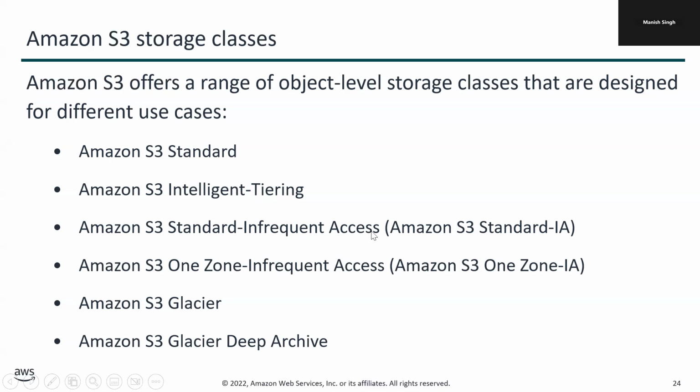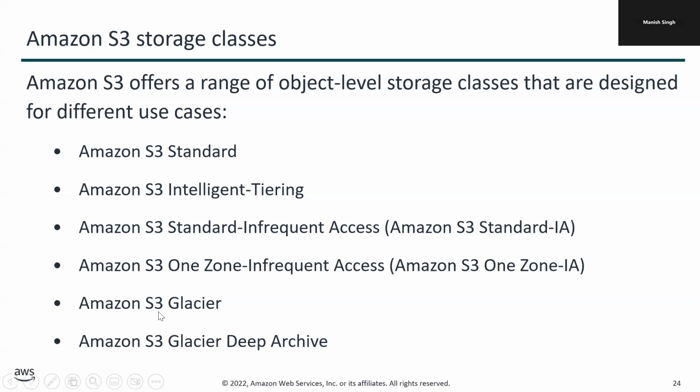S3 Standard infrequent access, you can see S3 Standard-IA, and One Zone infrequent access, One Zone-IA. Again, these are the tiers, S3 storage tiers for, as it says, infrequent access. We can store data here that is infrequently accessed, not needed for immediate use, for example. Standard and One Zone, again, we'll see the difference while demonstrating S3.